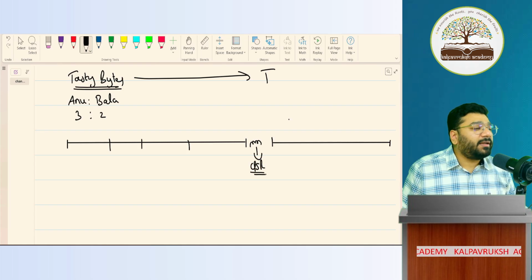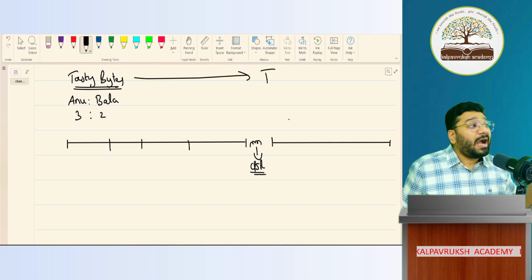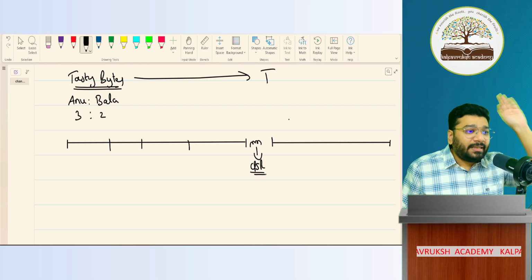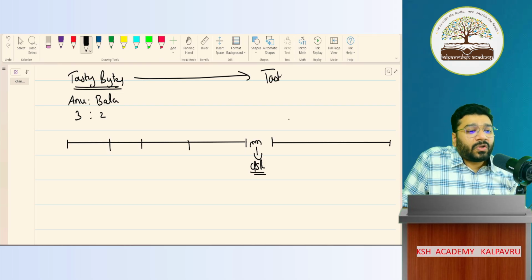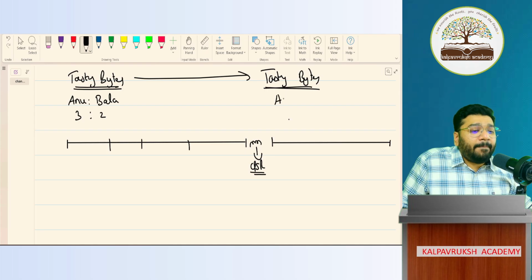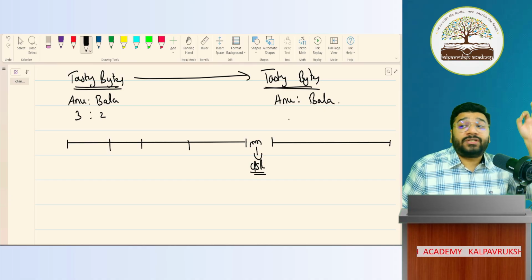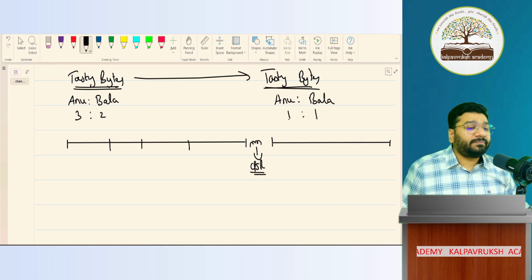CPSR. What is CPSR? Change in profit sharing ratio. Here, there is a change in profit sharing ratio. After the change, what is the business name? Tasty Bites only. Please tell me, who are the partners here? Same partners, Anu and Bala. But now, what is their profit sharing ratio going to be? New profit sharing ratio. 1:1.